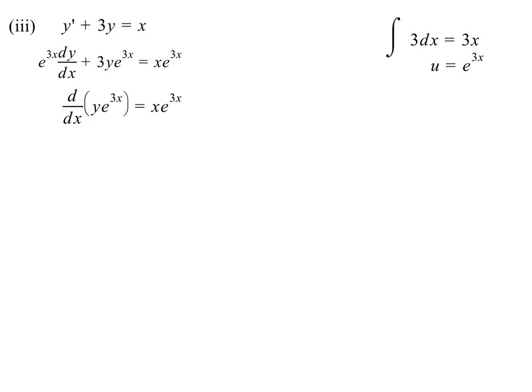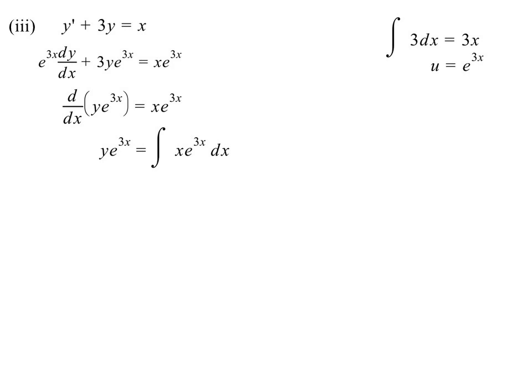Try this one. y dash plus 3y is equal to x. Let's work out the integrating factor. Okay, in this case it's just e to the power of 3x. Multiply everything by e to the power of 3x. That means the left-hand side is y times the integrating factor, so y e to the 3x equals x e to the 3x.